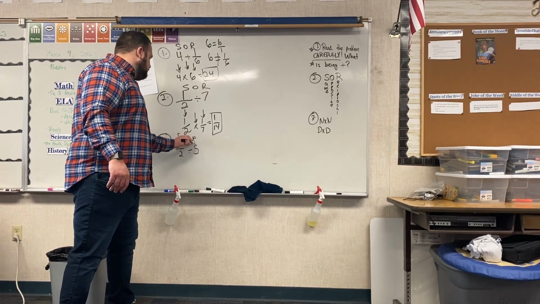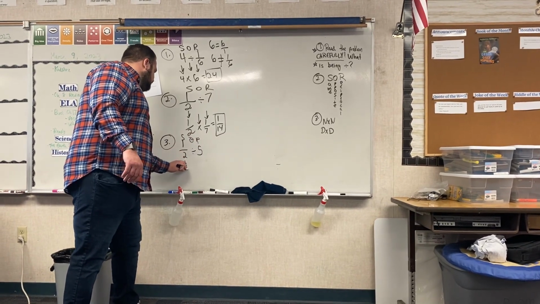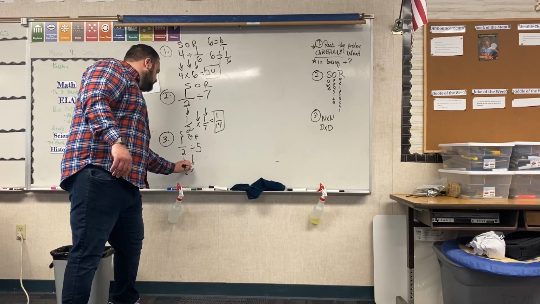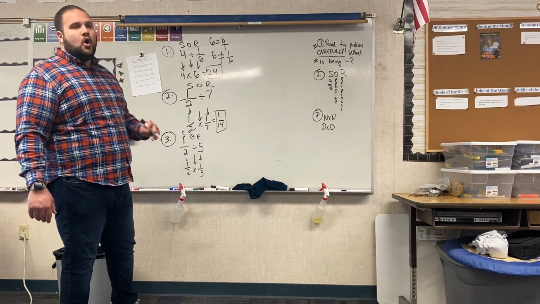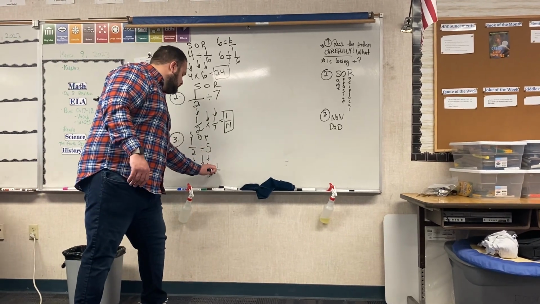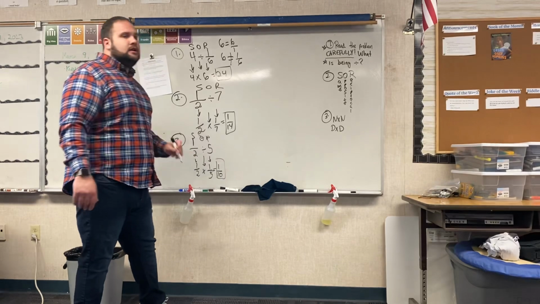Same, opposite, reciprocal. 1/2 stays the same. Opposite division is multiplication. 5 is the same. The reciprocal of that is 1/5. 1 times 1 is 1. 5 times 2 is 10. 1/10 is your final answer.